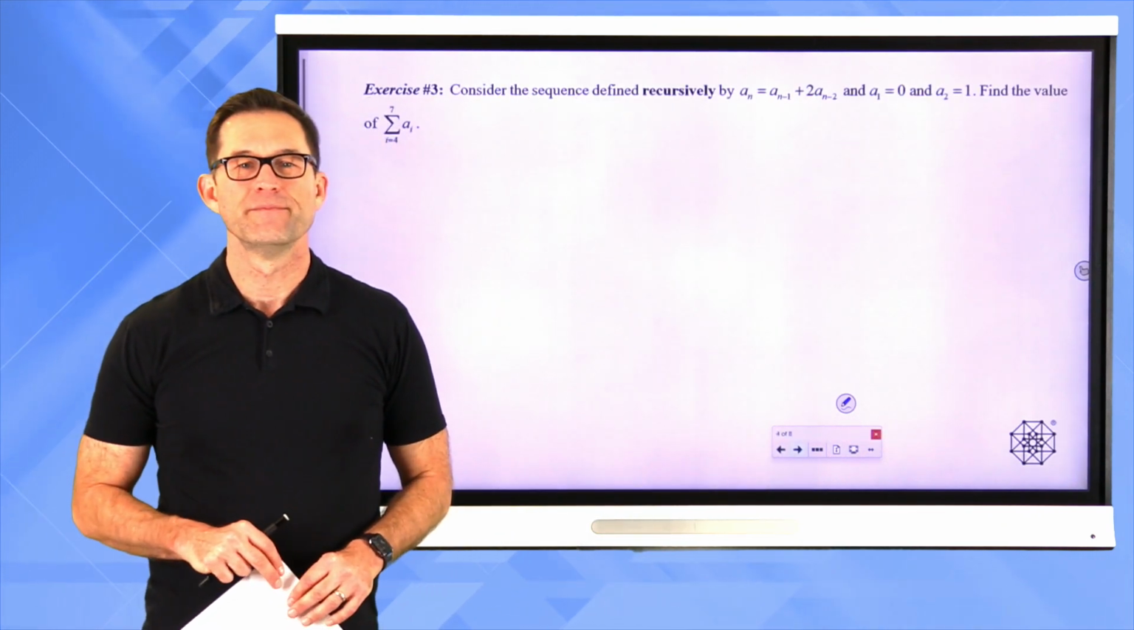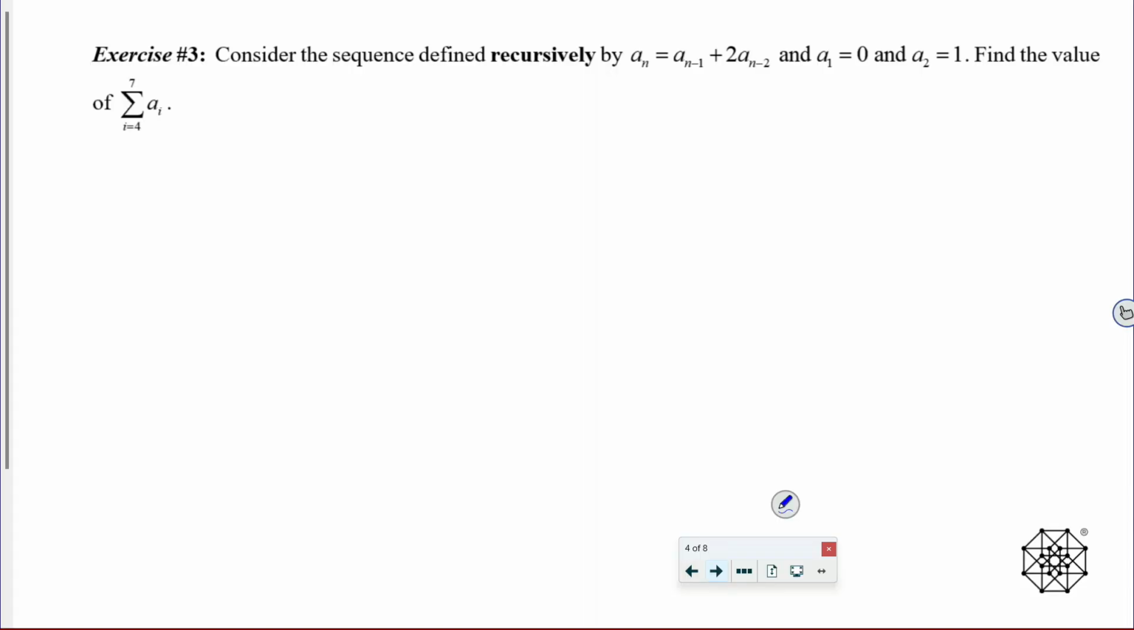Exercise number 3. Consider the sequence defined recursively by a sub n equals a sub n minus 1 plus 2 times a sub n minus 2, and a1 equals 0 and a2 equals 1. Find the value of the summation i equals 4 to 7 of a sub i.